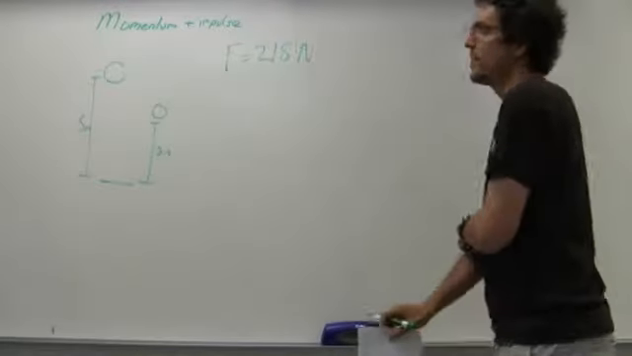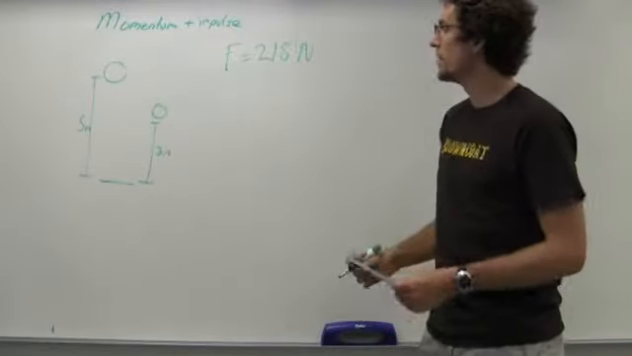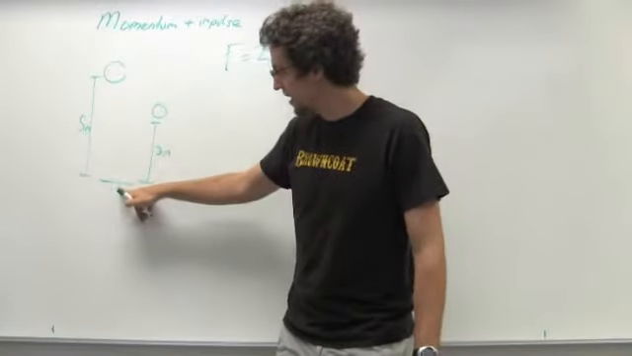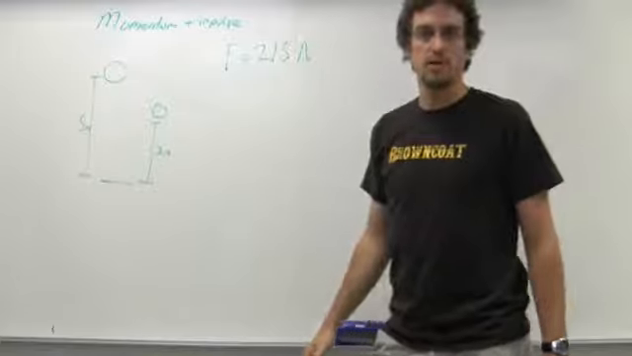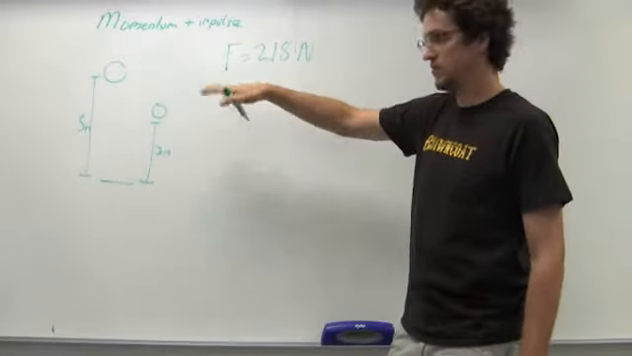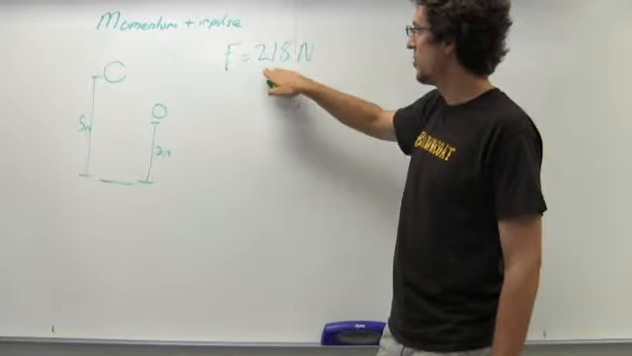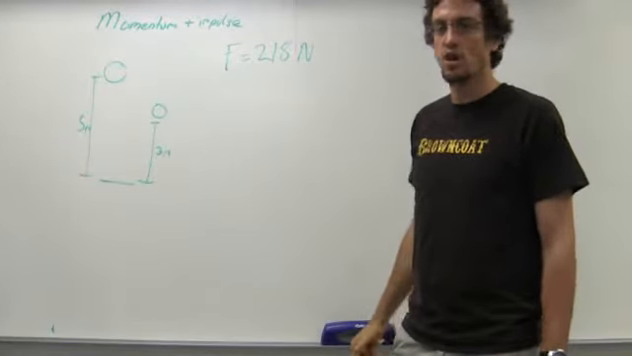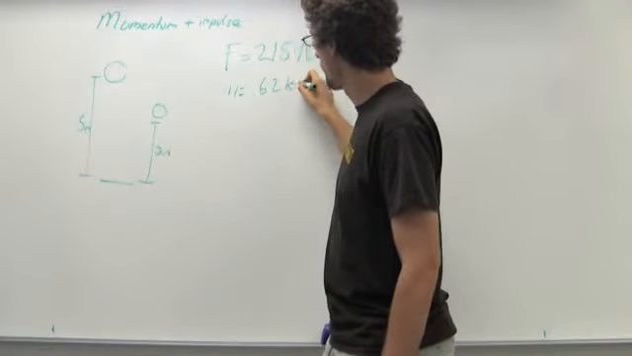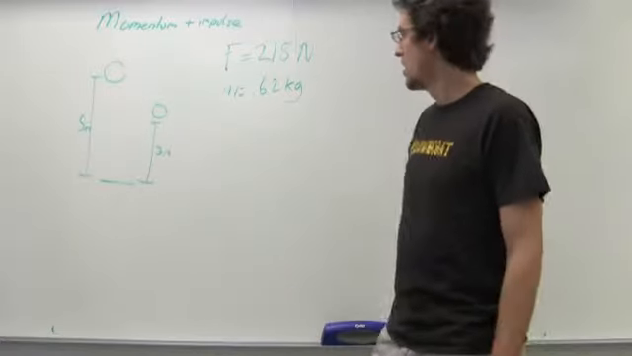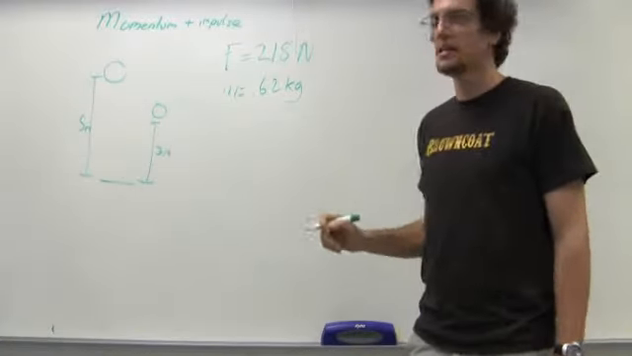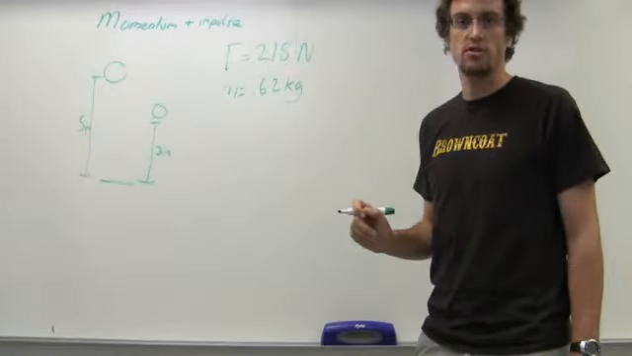All right, what we have here is a momentum and impulse problem. We've got a basketball being dropped from a height of 5 meters, hitting a force gauge, and bouncing back up 3 meters. We also know that the force gauge during this situation, when the ball hits, registers 218 newtons. We also know that the mass of the ball is 0.62 kilograms. Okay? So the question is, how long is the ball in contact with the force gauge?